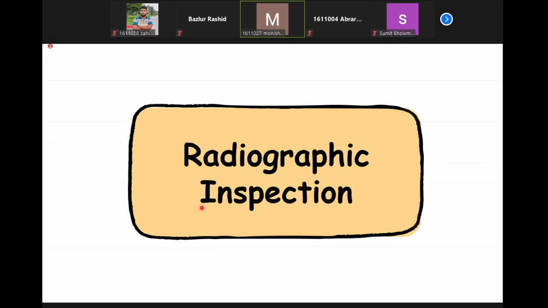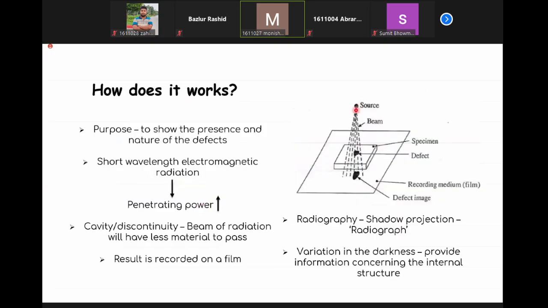The next one is radiographic inspection. As the name suggests, there is a radiation source, and it transmits electromagnetic radiation through the casting, and the casting is placed before the recording film. This recording film shows an image with different brightness, revealing the presence of any kind of defects or changes in medium.